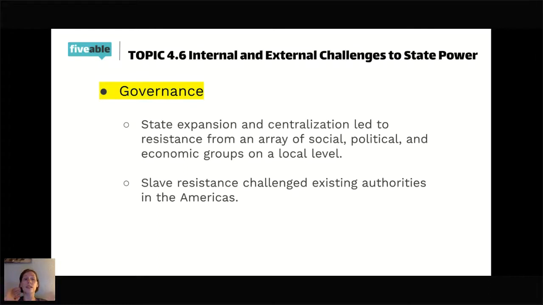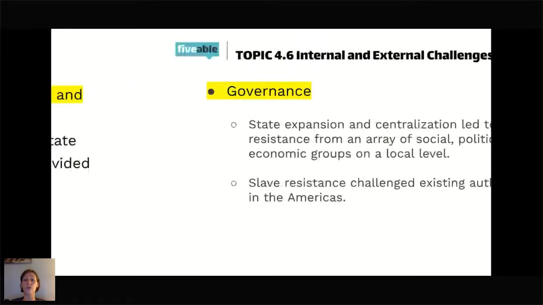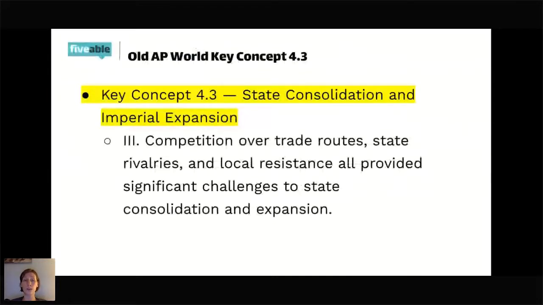And so the resistance of enslaved people gets its own mention and really deserves its own mention in AP World History because we want to acknowledge the power, the dignity, the personhood, and in some cases, the success of slave resistance movements. So that's the College Board language of what we're talking about here. If you are in a classroom where your teachers are using some of the older language around the key concepts, this also relates back to key concept 4.3, which is, again, very similar language, just a little different from the way it's being presented today.